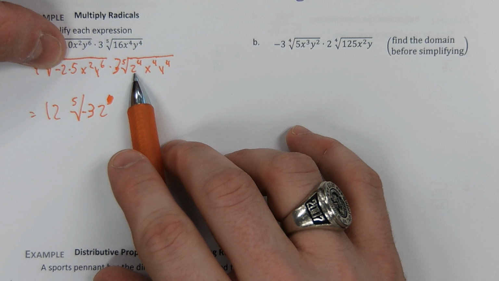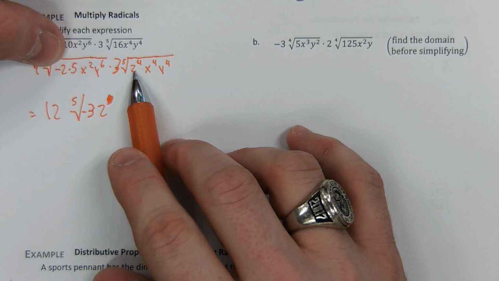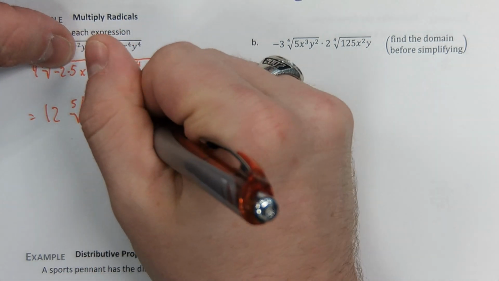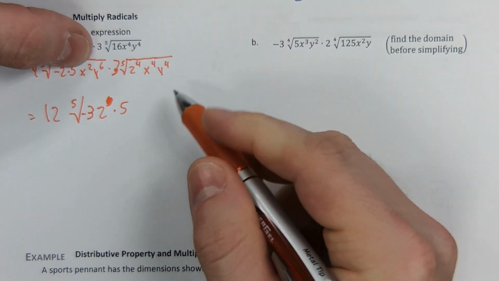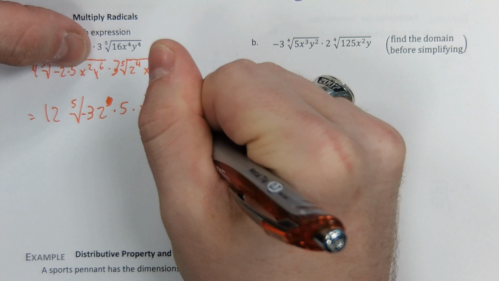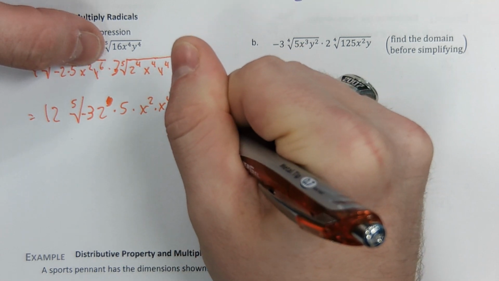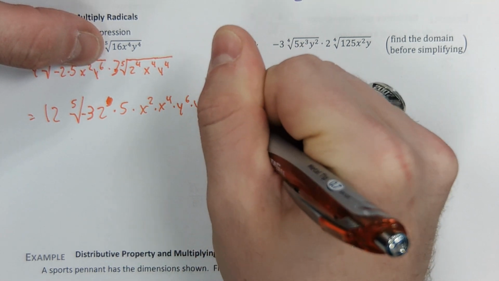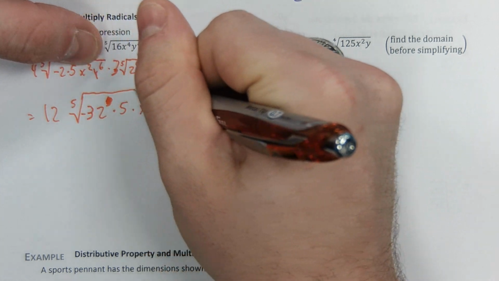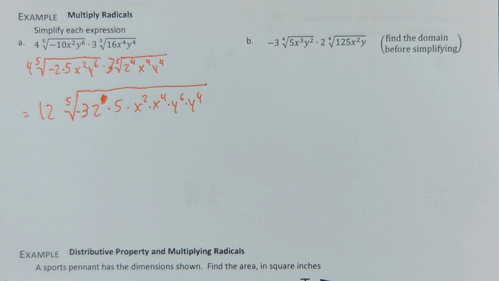Remember why I did that. That's a perfect fifth power. I'm going to be able to take the fifth root of that number. Then I've got this 5 hanging out. Then I got an x squared, an x to the 4th, a y to the 6th, and a y to the 4th. Since they're just multiplying, order of the multiplication doesn't matter. So I clumped the numbers, clumped the x's, clumped the y's.